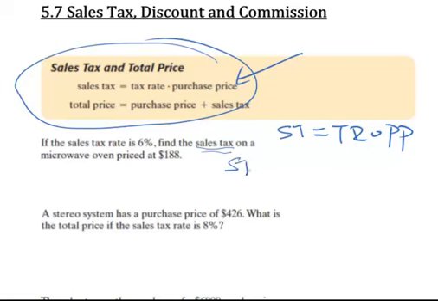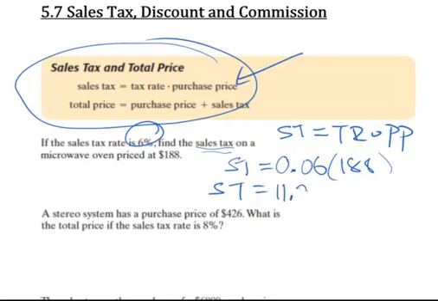So I'm looking for my sales tax. My tax rate is 6%. As a decimal, that's 0.06 times my purchase price. The microwave oven is $188. What I need to do now is take my calculator and take 0.06 times 188, and I'm coming up with my sales tax is $11.28.